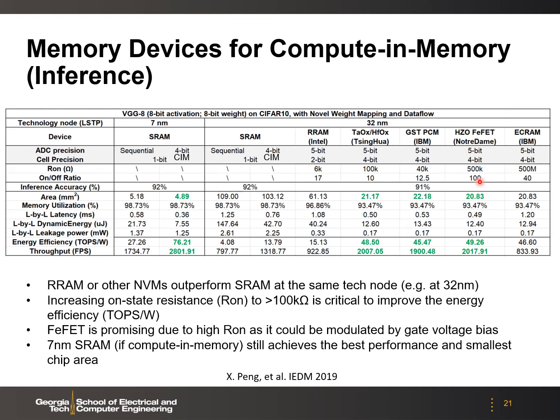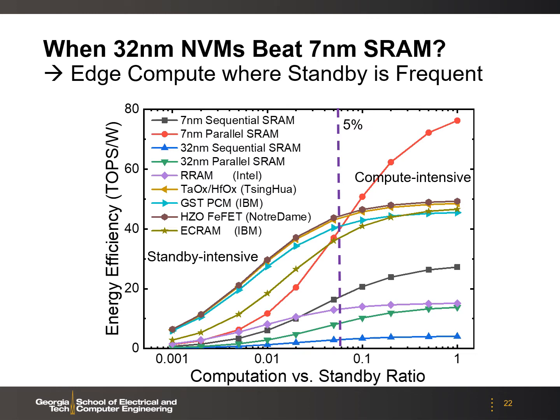And then we can compare with the state-of-the-art, like 7nm SRAM. If we do the computing in memory, then still the 7nm SRAM achieves the best performance. Then the question is, when can the 32nm non-volatile memory beat 7nm SRAM? The answer is in edge compute, where the standby is frequent.